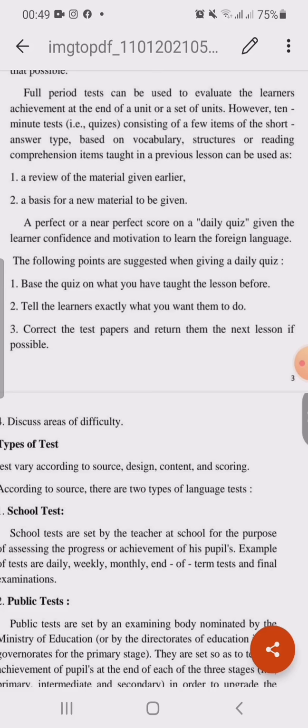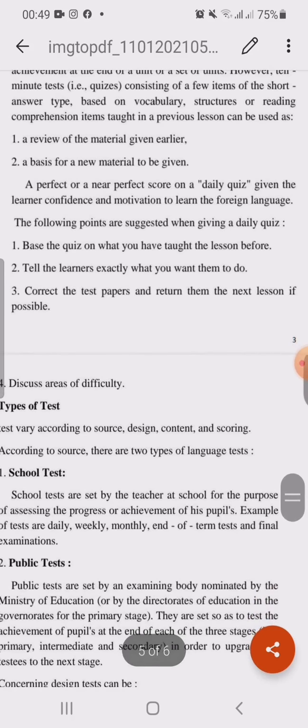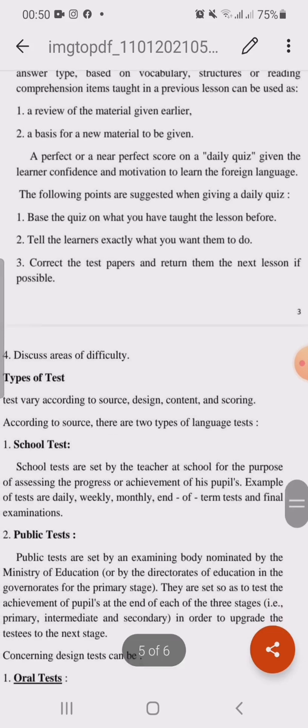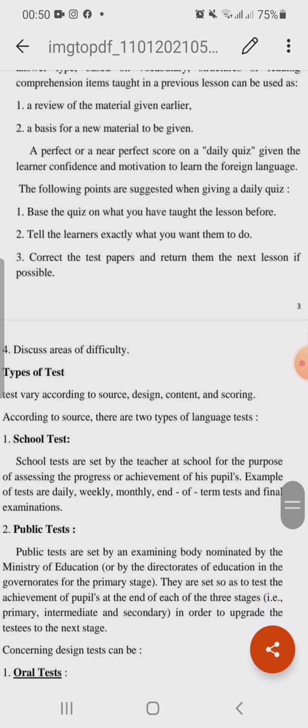Items taught in previous lessons can be used as number 1, a review of the material given earlier، يعني هذه الكويز ممكن يكون إعادة للمادة اللي تم إعطائها سابقا. Number 2, a basis for new material to be given، يعني تمهيد يعني مادة جديدة راح ناخذها بالمحاضرة القادمة.